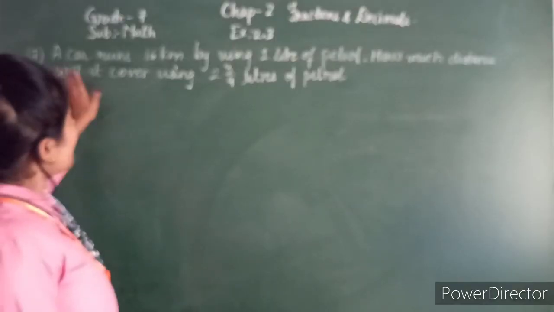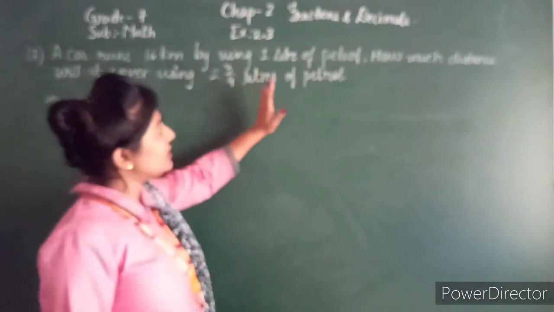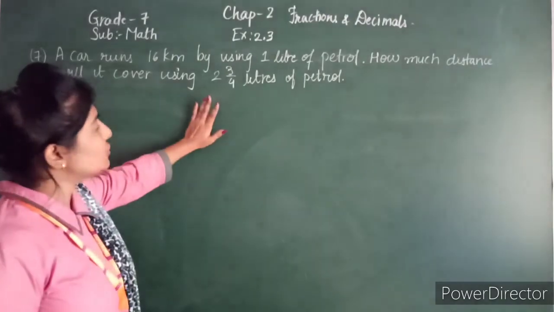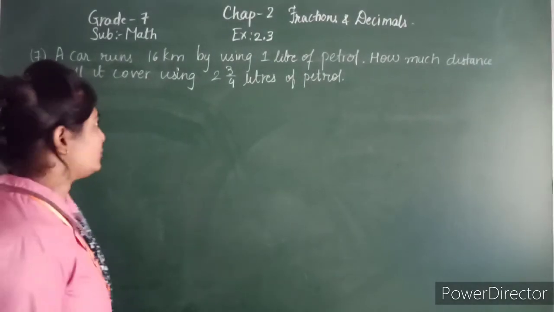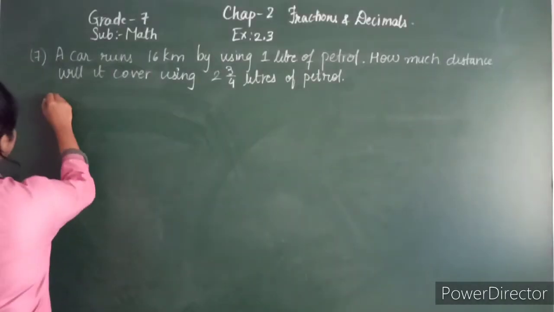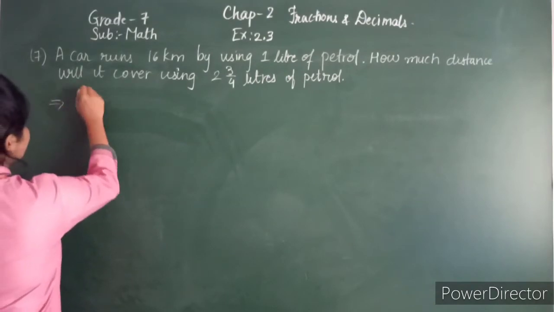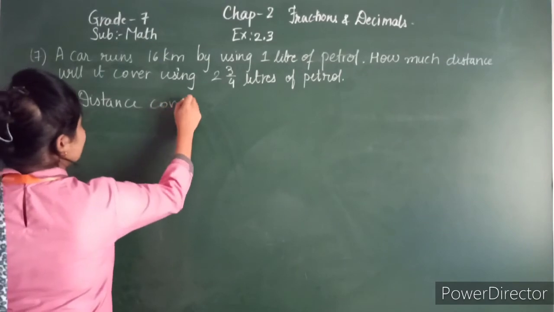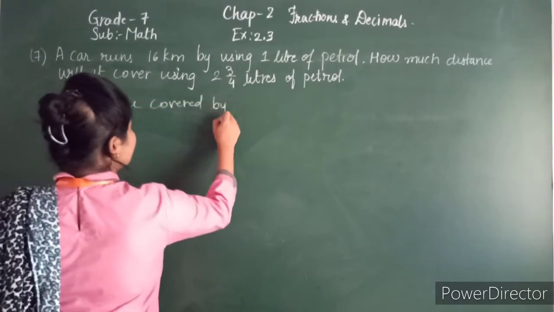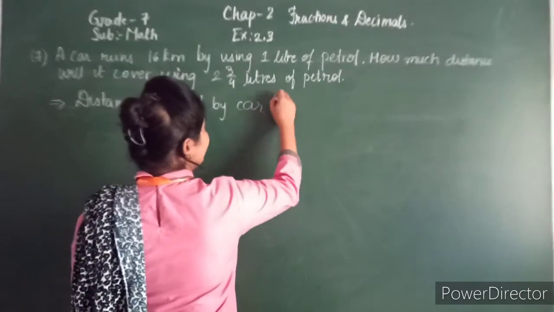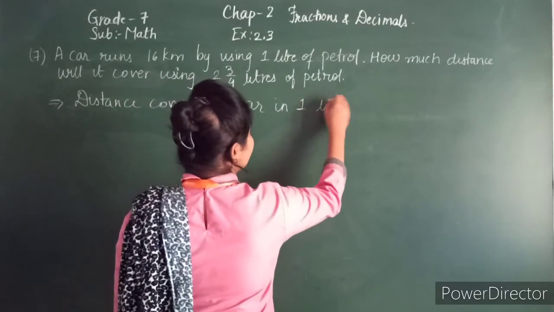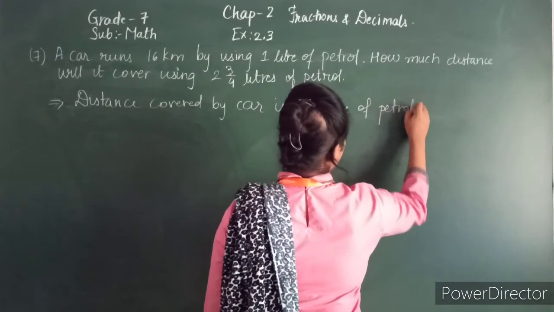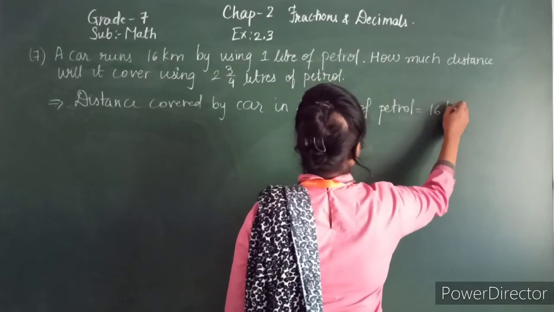Now number 7. A car runs 16 km by using 1 liter of petrol. How much distance will it cover using 2 3/4 liters of petrol? So here we have to write the statement. Distance covered by car in 1 liter of petrol is equal to 16 km.